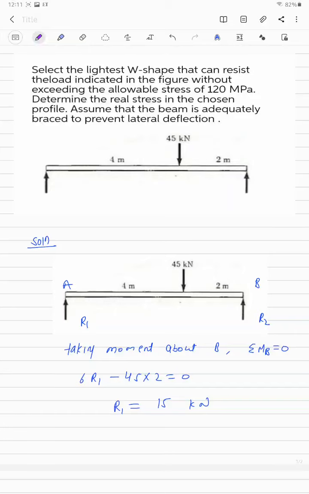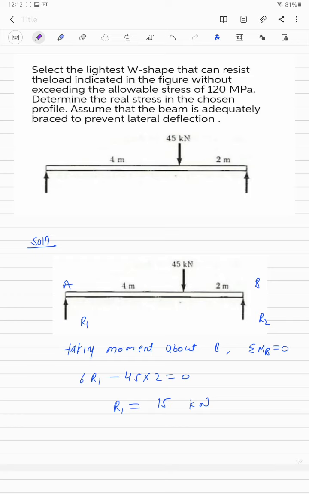Guys, today we will study how to find a beam which has the required strength and given conditions. I have taken one example. This is our question: select the lightest W shape. We have to find a W shape beam that should have allowable stress 120 megapascal, and the loading conditions are given as follows. So first we need to find the maximum bending moment.